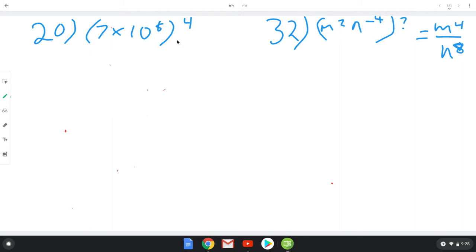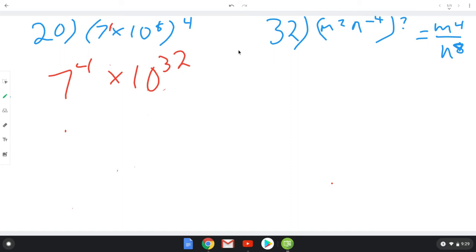So remember there's an invisible 1 here. So we're going to do 7 to the 1 times 4. So 1 times 4, that's 7 to the 4th times 10 to the 8 times 4. So that's 32. And then the convention with scientific notation is that we figure out what this number actually is, but we leave this as 10 to the 32.